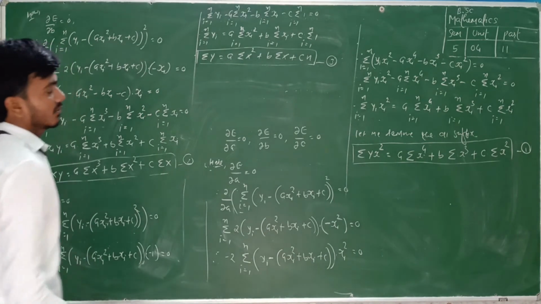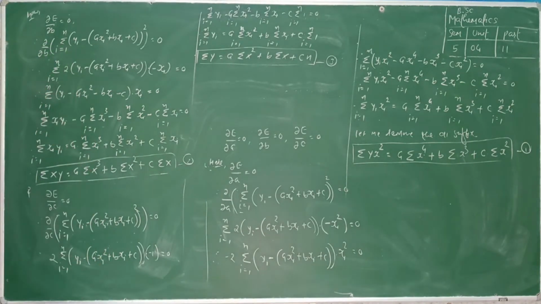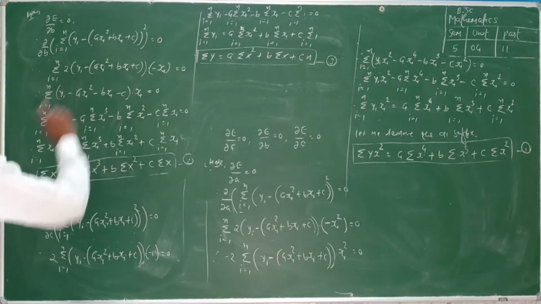So we have equations 1, 2 and 3, which are the normal equations of this parabola by using the least square method. This is a most important question which is asked in the university exam. Write down the normal equations of fitting a parabola. So 1, 2 and 3.